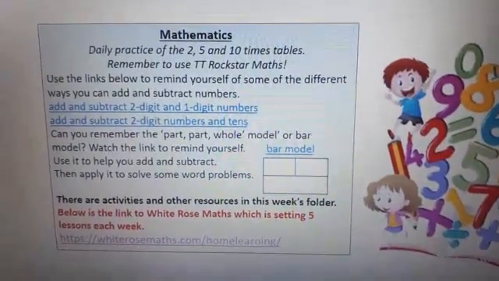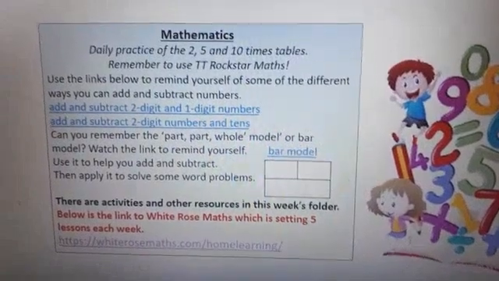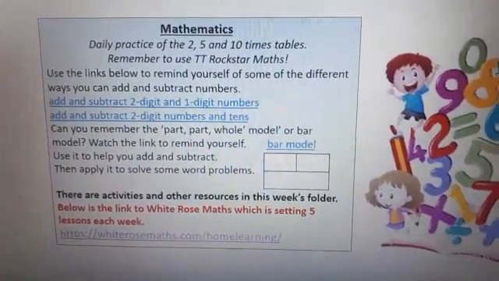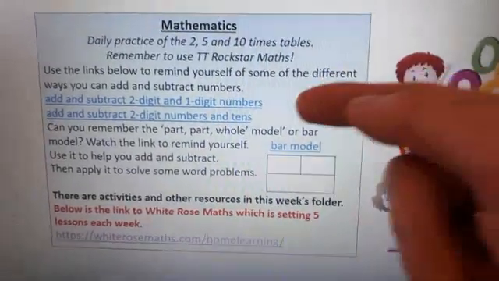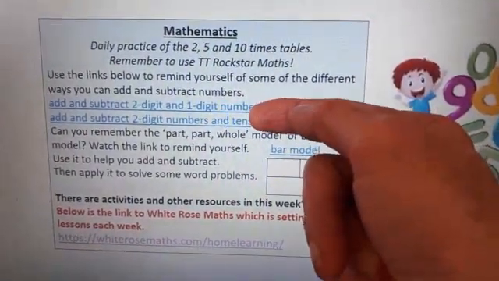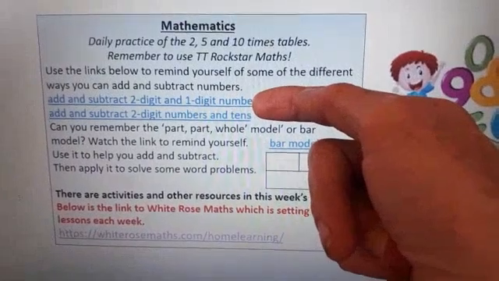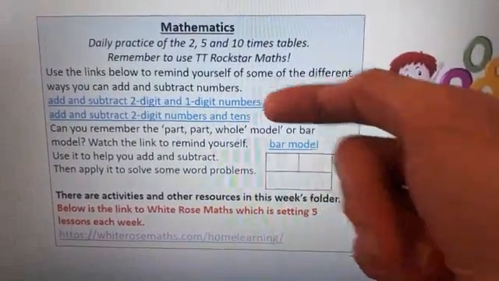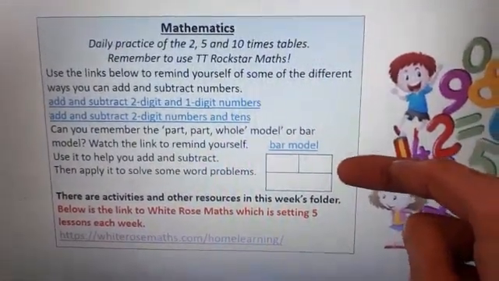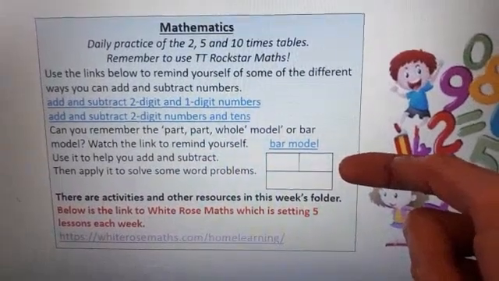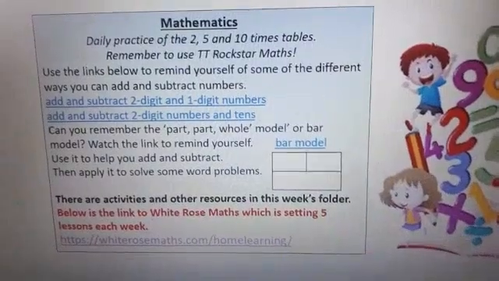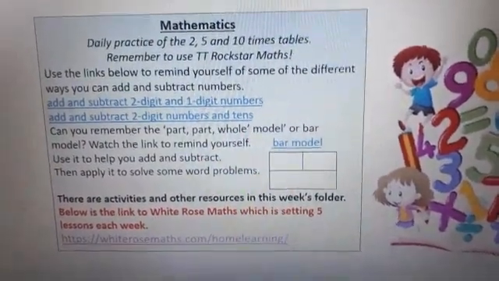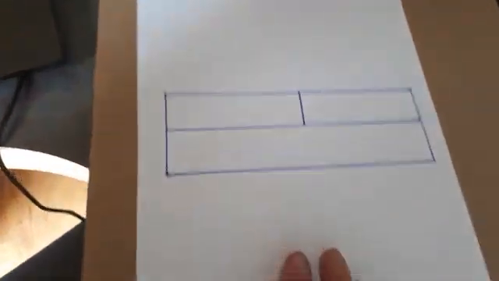In maths this week, we would like you to have a go at adding and subtracting numbers, in particular 2-digit numbers. If you go to these links here, that will remind you of the different strategies that you can use. We would, however, like you to have a go at using the bar model. Clicking onto here will give you a YouTube video of how to do this. But I'm going to show you how I would do it.